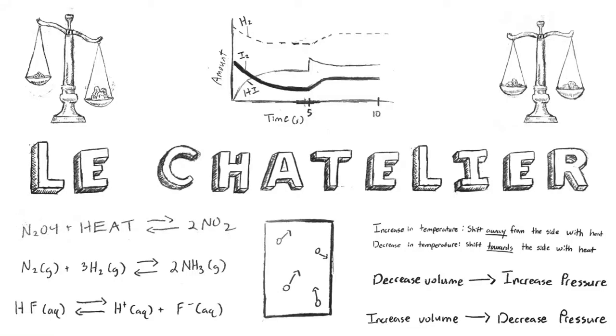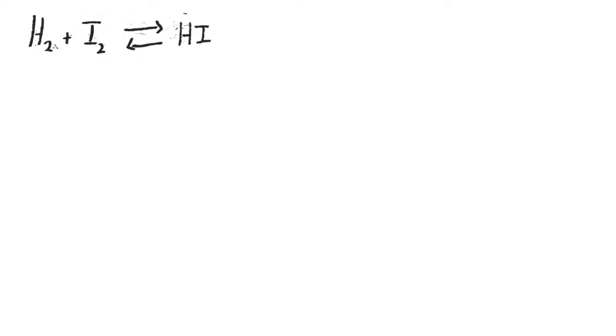I'll be giving an introduction to Le Chatelier's principle in this video. When a reaction is at equilibrium, the rate of the forward reaction is equal to the rate of the reverse reaction. In this case, the rate of hydrogen and iodine gas forming hydroiodic acid is the same as the rate of hydroiodic acid turning back into hydrogen and iodine gas.